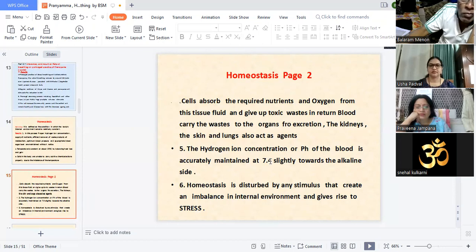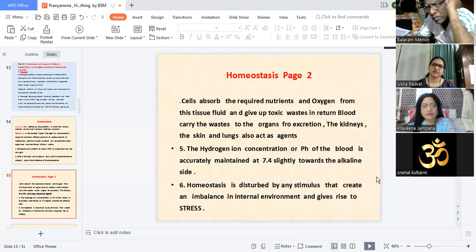The hydrogen ion concentration or pH of the blood is accurately maintained at 7.4, slightly toward the alkaline side. The body should always be alkaline. That means the potential hydrogen level should always be at 7.4. Alkaline is somewhat higher than that, acidic is lower, so you should always have alkaline food. What is lemon? Acidic. But when you take it on an empty stomach, it works like an alkaline. It acts as an alkaline. Okay, correct.